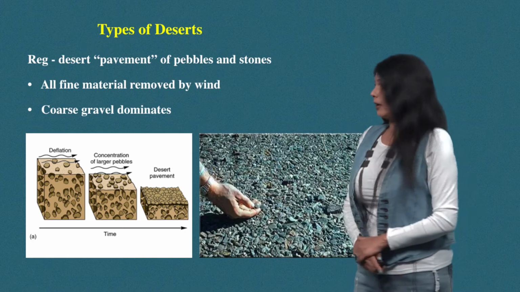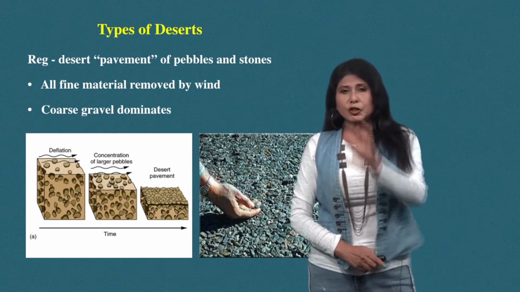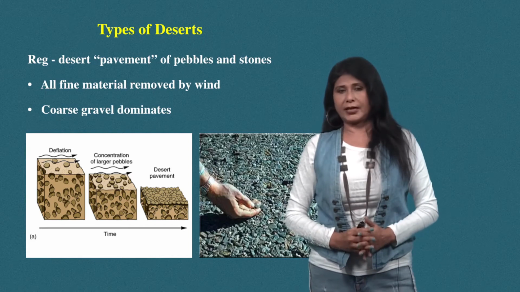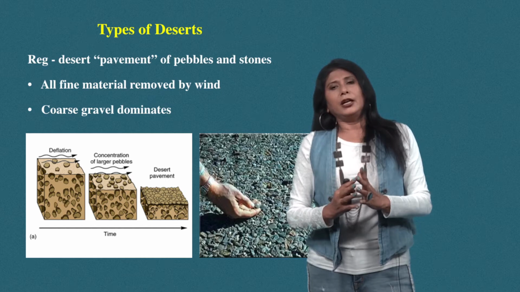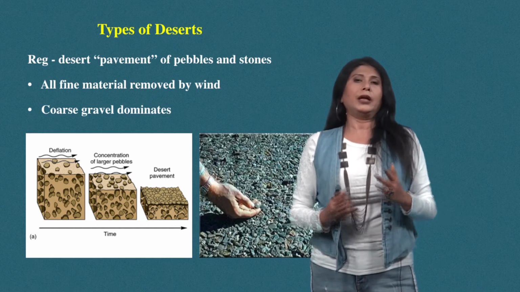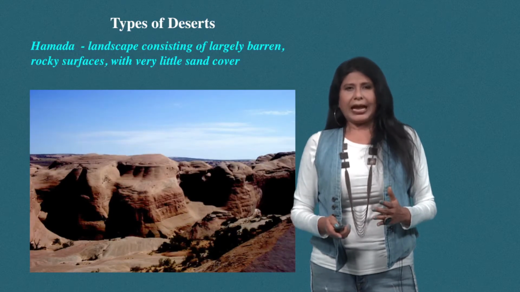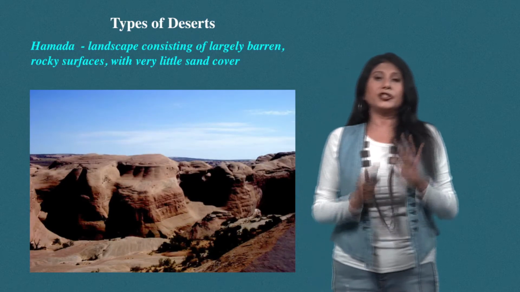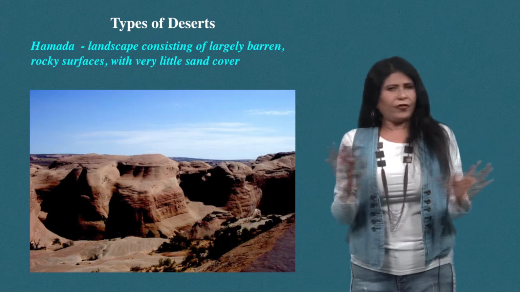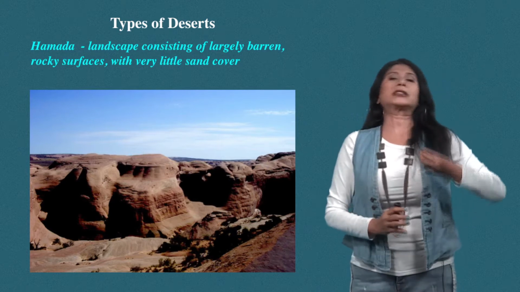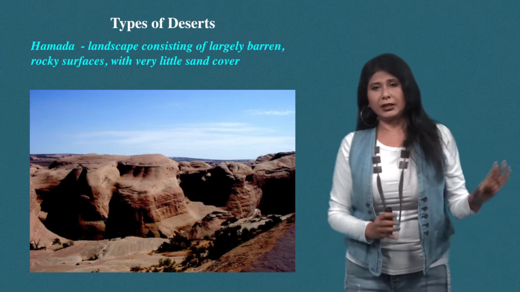The second type is called reg, R-E-G. That means stony desert, deserts which have stones or pebbles, from the very fine to the very coarse, all mixed together, so they are called reg. And then the third one is called hamada, that is rocky, just rock. You won't find any pebble or cobble or sand or anything. It is not necessary that they are located separately. Sometimes one desert can have all these three characteristics together, and a very interesting example is our Thar desert. It has got all.